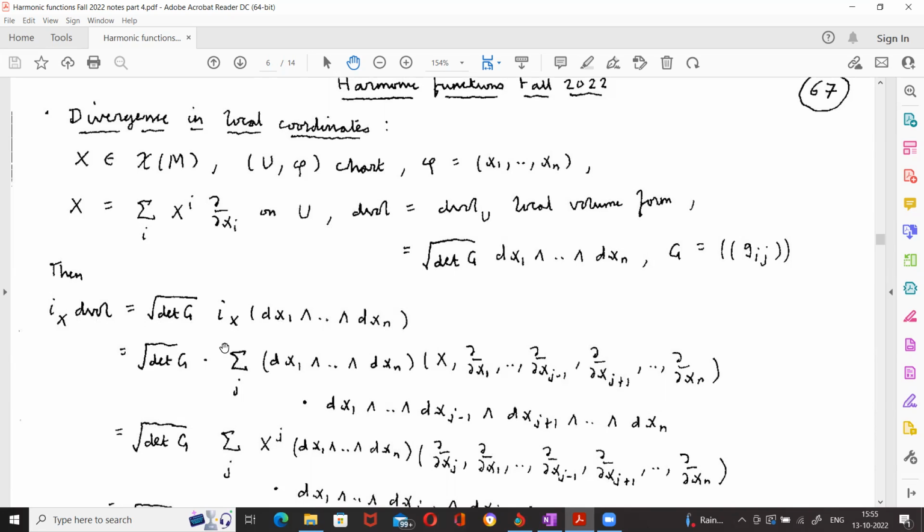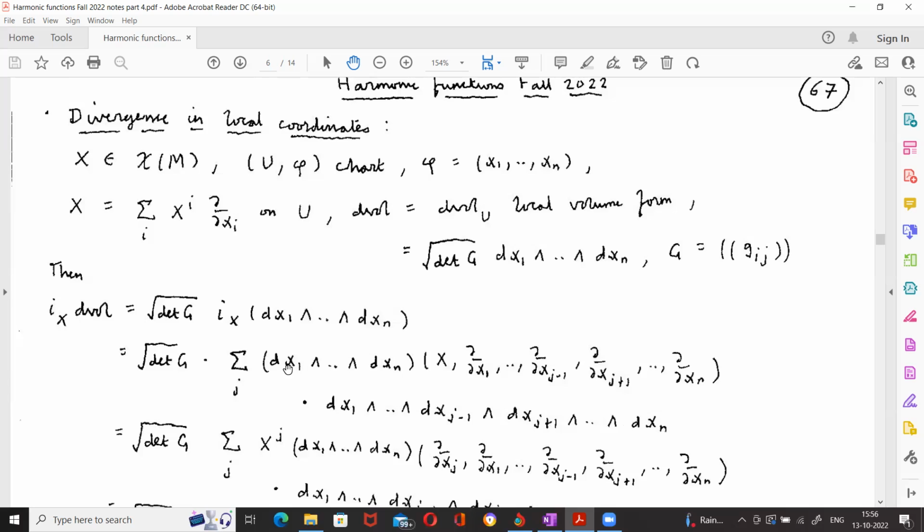Now Ix of this dx1 wedge dxn is an n-1 form, right? So this is going to be a linear combination of the basis forms for the n-1 forms. Those will be the forms dx1 wedge dx(j-1) wedge dx(j+1) wedge dxn, basically with dxj omitted, right? And what will the coefficient of this basis form be?